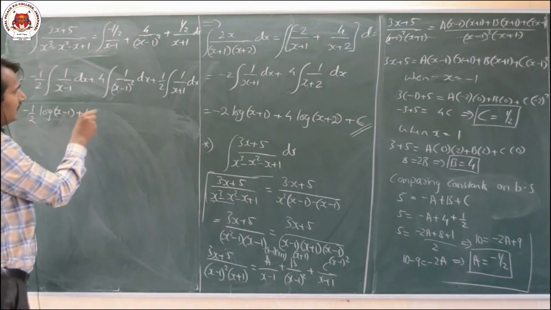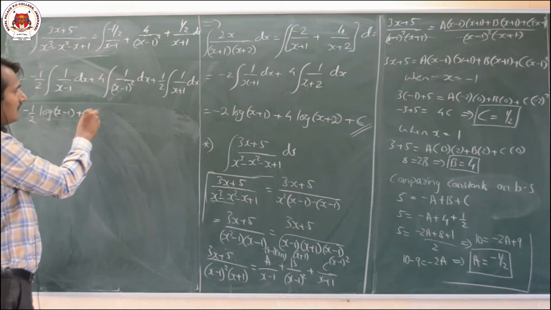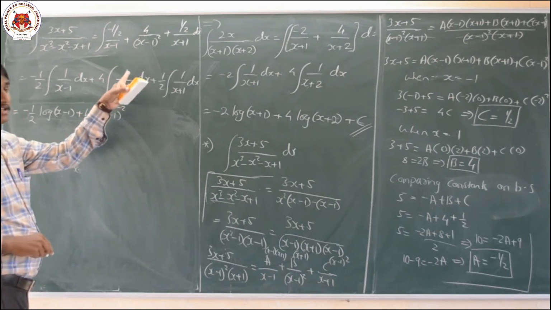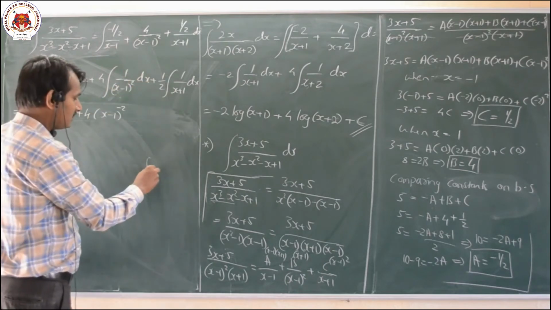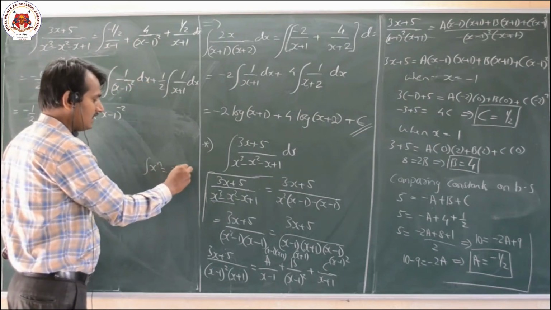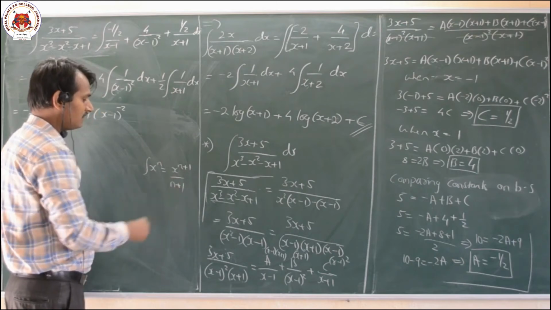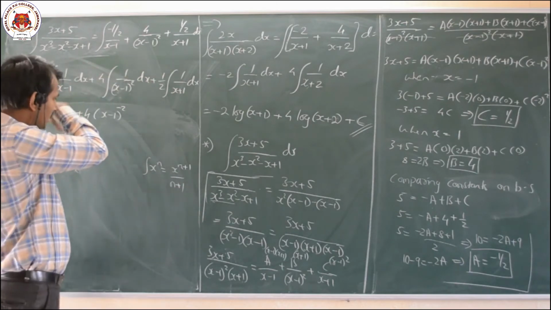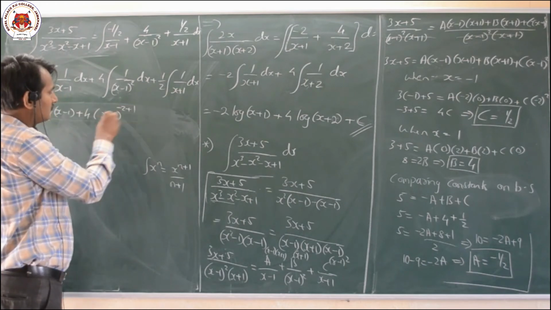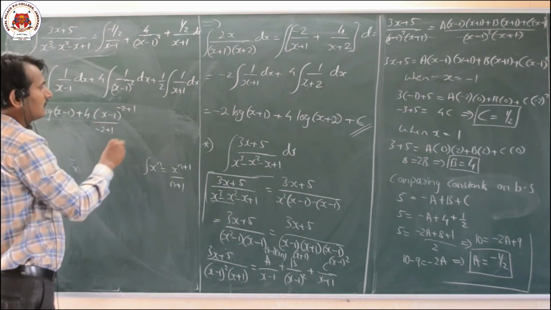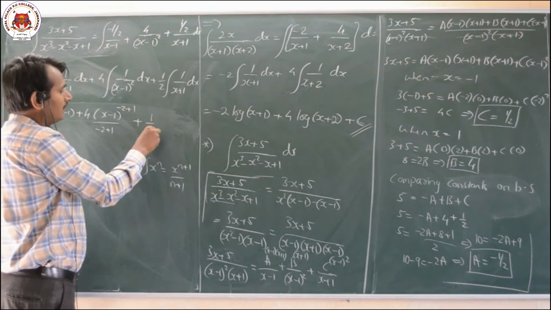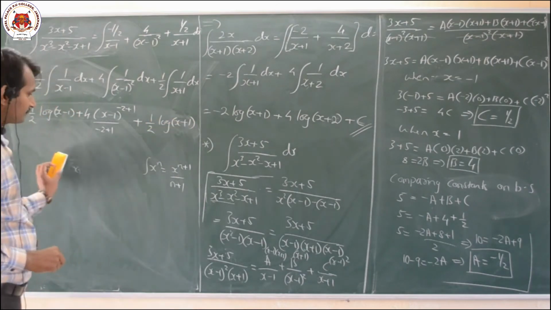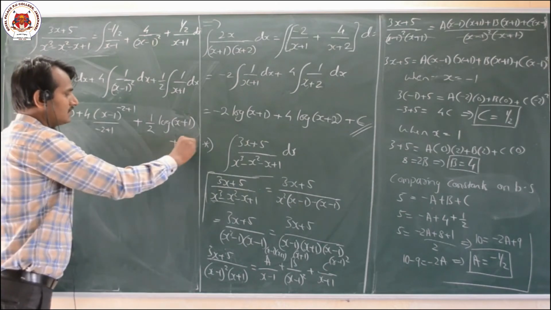Now how we have to integrate this part? I will write 4 as it is, x minus 1 raised to minus 2. Then what is the integration of x raised to n here? x raised to n means x raised to n plus 1 divided by n plus 1. Here x minus 1 raised to minus 2 we are having. Make use of that. It is nothing but minus 2 plus 1, divided by minus 2 plus 1, plus 1 by 2 into log of x plus 1 here, plus an integral constant c.